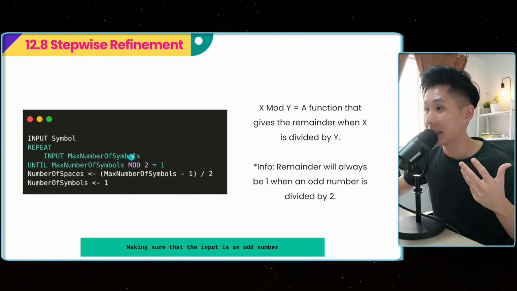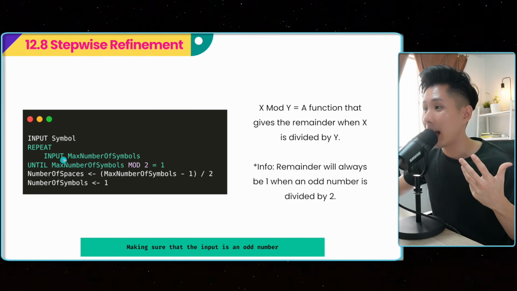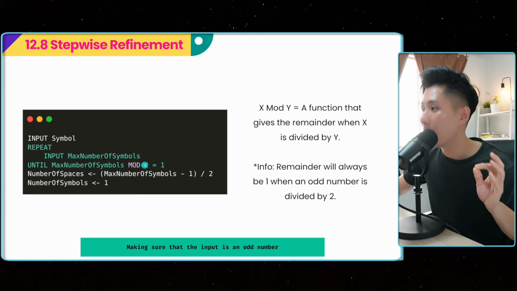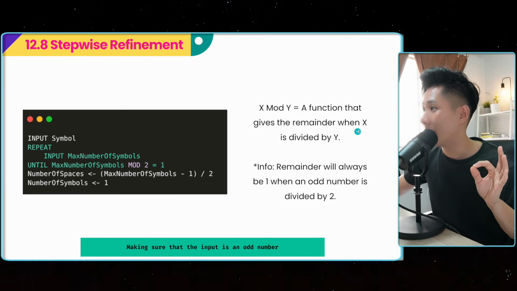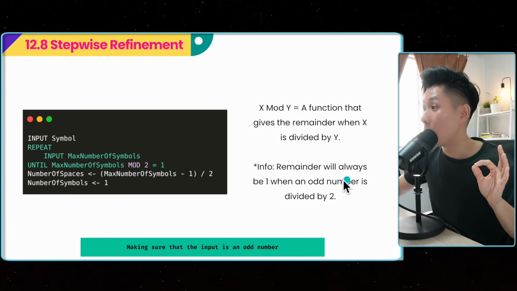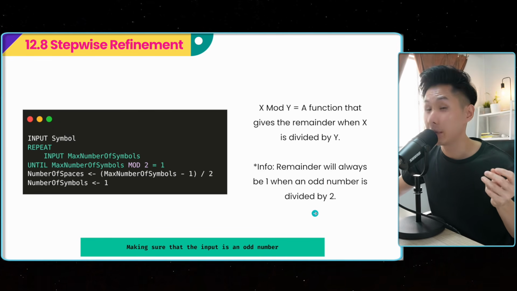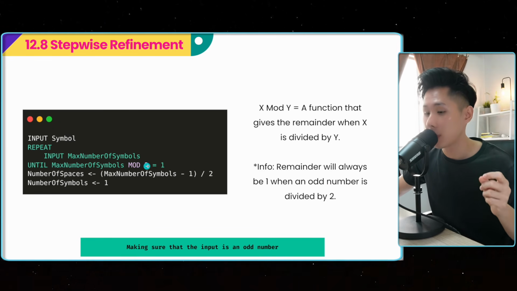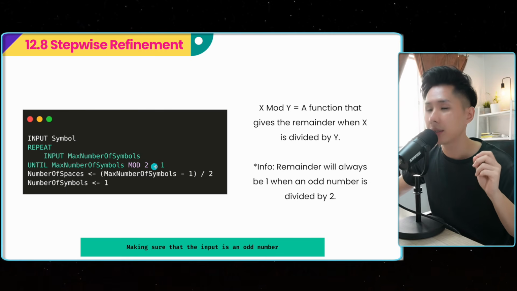I'm going to repeatedly ask the user to input the maximum number of symbols until I get max number of symbols mod 2 equal to 1. Mod 2 is a function that gives the remainder when x is divided by y. In this case, it will give the remainder when max number of symbols is divided by 2. And the remainder will always be 1 when an odd number is divided by 2. So this is how I ensure the user only enters an odd number.